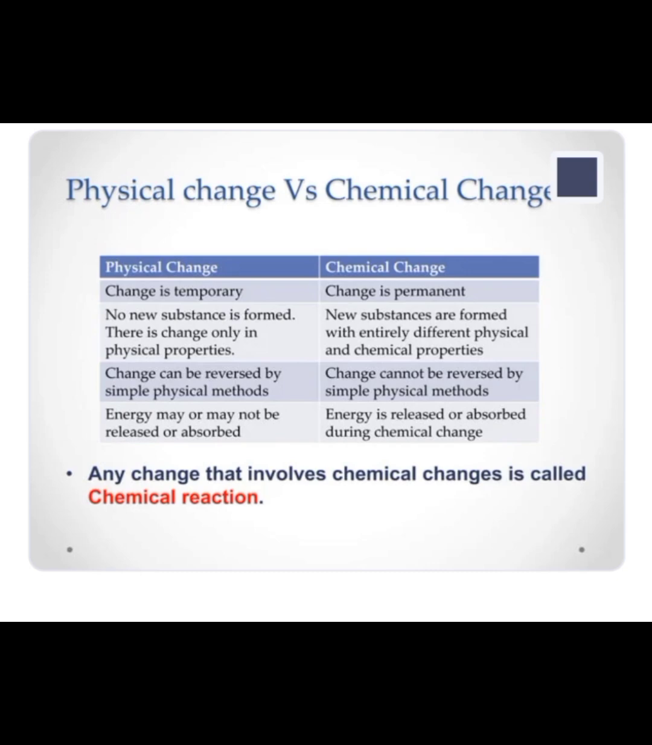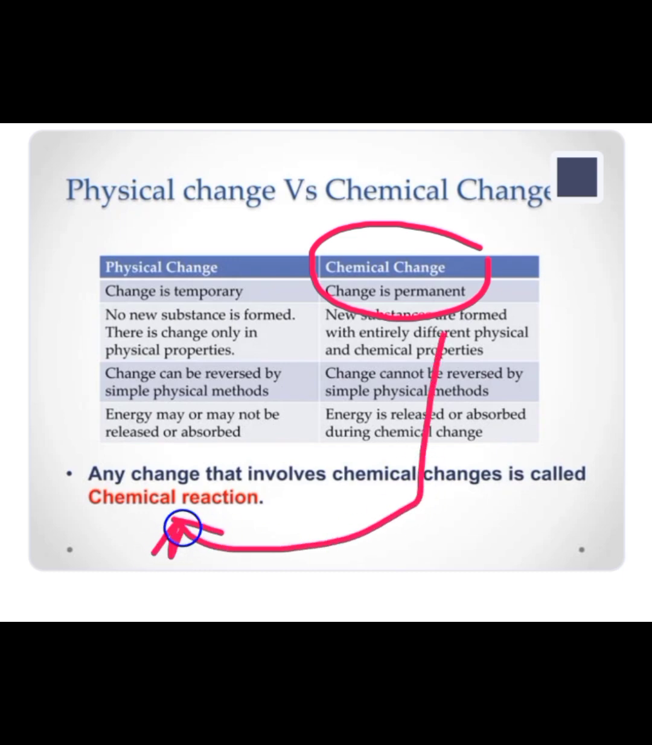Now in conclusion, simply, chemical change involves the chemical process that cannot be reversed, that cannot be interconvertible. It is a permanent change. So any change that involves chemical changes, that is a chemical reaction. So the chemical reaction is the change that involves chemical changes.